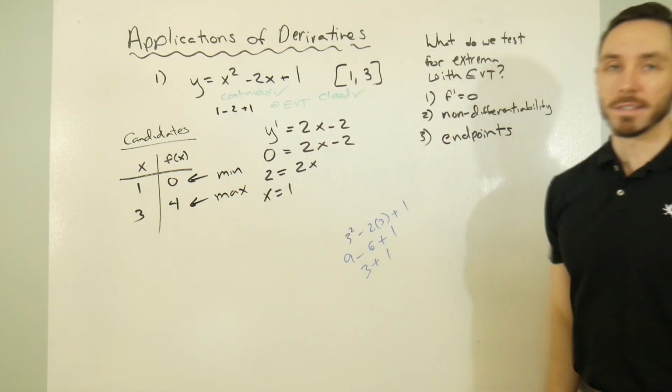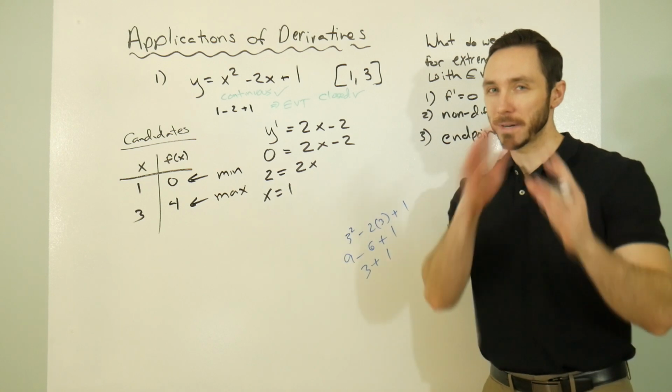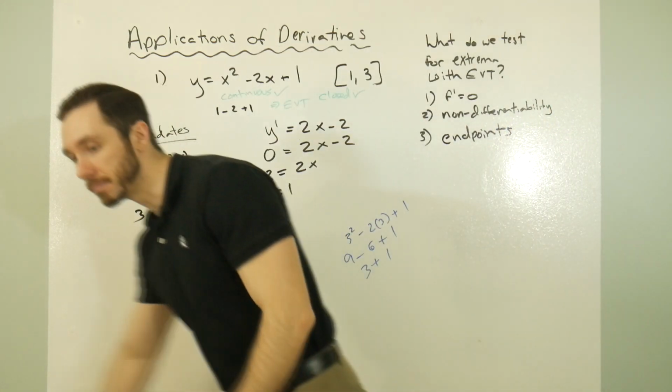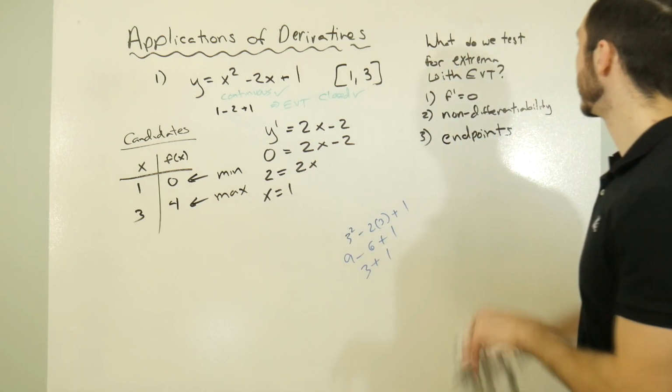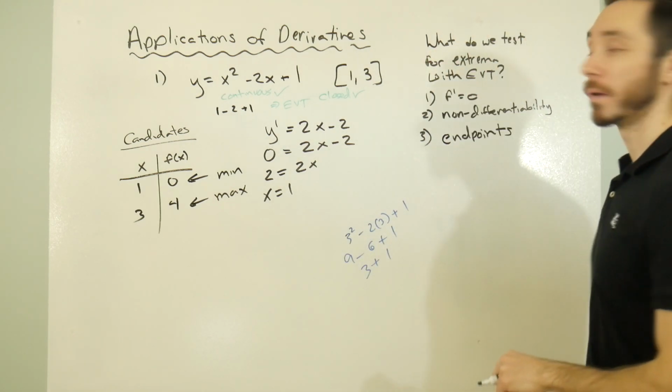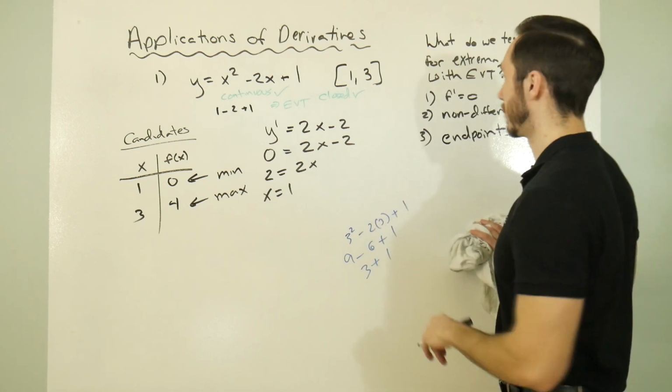So parabolas are pretty simple. It's when you're dealing with very strange things, with points of non-differentiability and lots of different zeros for your derivative, that's when it gets a little bit more involved.